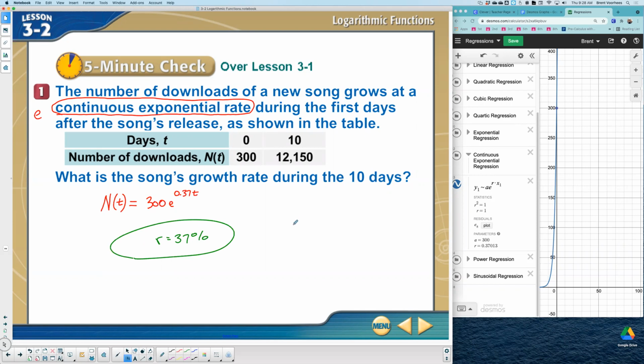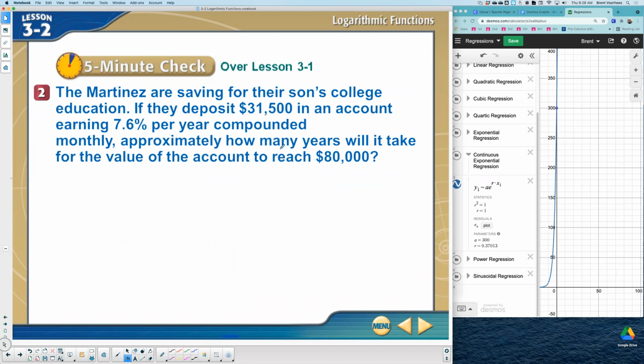That's a pretty good growth right there. Obviously, you look at it, you went from 300 downloads to 12,000 in 10 days. Yeah, it's growing pretty fast. I wish my money would do that. $300 turn into 12,000 in 10 days. That'd be nice. All right, number 2 here.